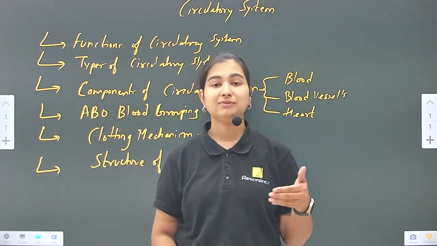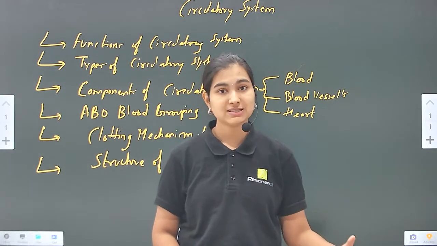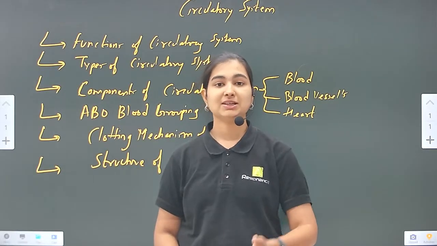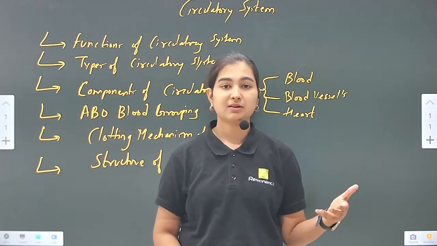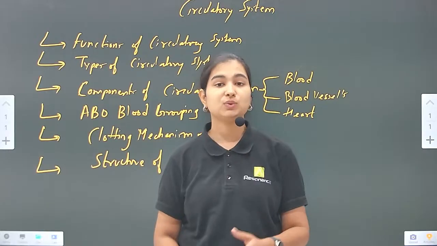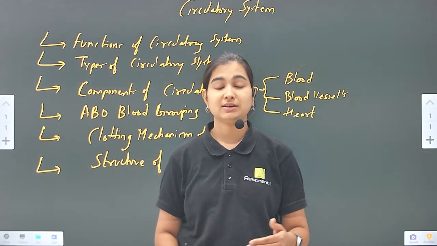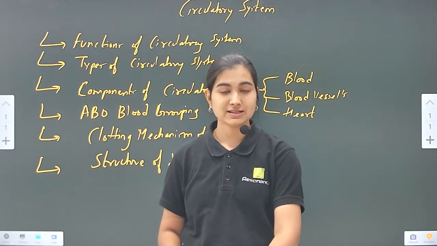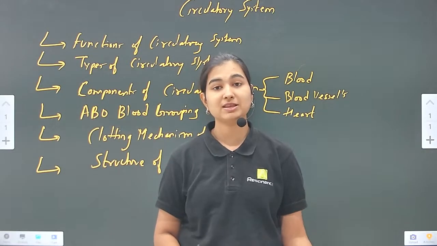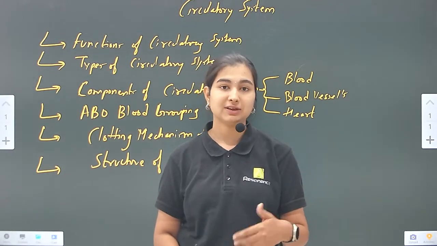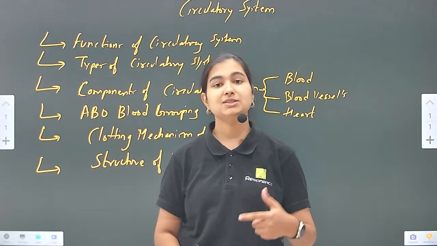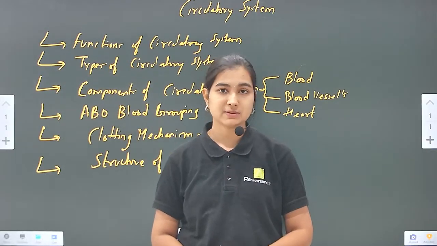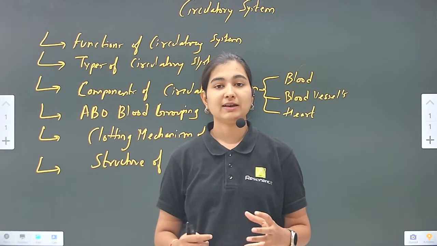Then we have the lymphocytes, 20 to 25%. Then the monocytes, 6 to 8%. Then the eosinophils, 2 to 3%. Then we have the least abundant basophils, that is 0.5 to 1%. Got my point? Now, what are the functions?